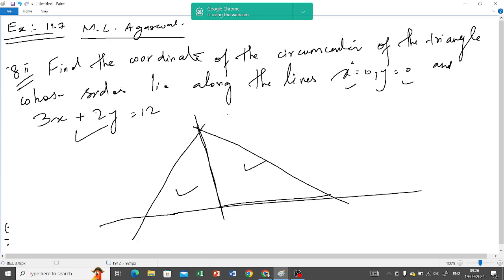Okay. So x equals to 0, y equals to 0. And say this line is 3x plus 2y equals to 12. Okay. All you need to do is to find out the center of this line. That is called circumcenter. Okay. So find out this coordinate and find out this coordinate.